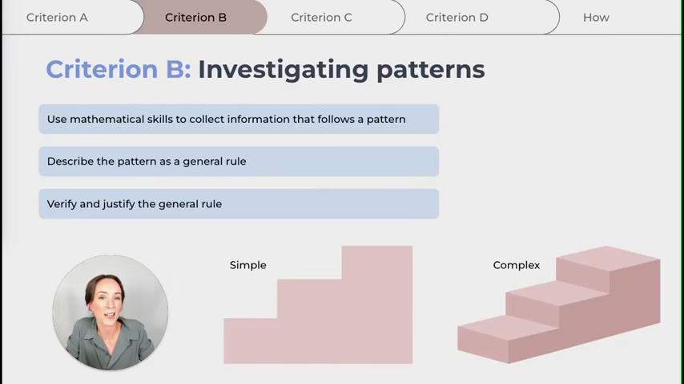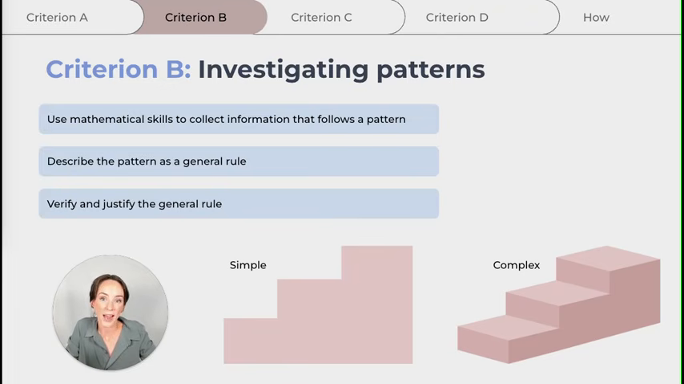Next up, criterion B, or investigating patterns. This is a strange one for students who are new to the MYP. It evaluates the ability to explore and identify simple and complex or abstract patterns and relationships in mathematics. It's a skill that's essential to developing logical thinking.